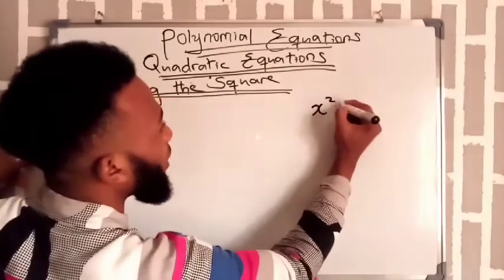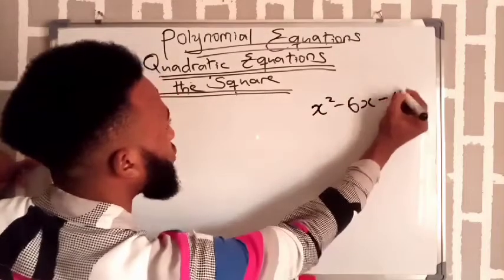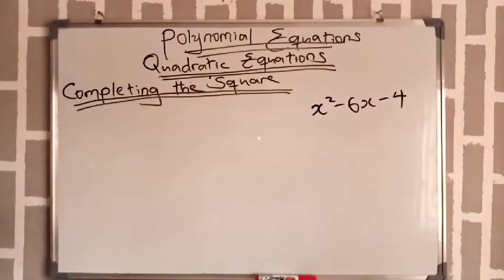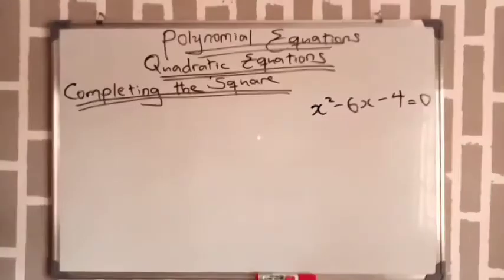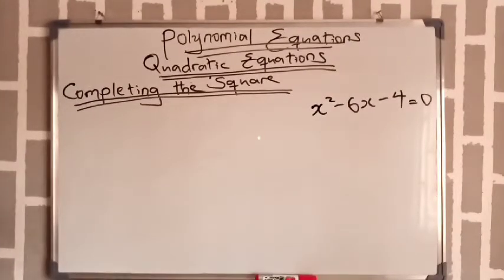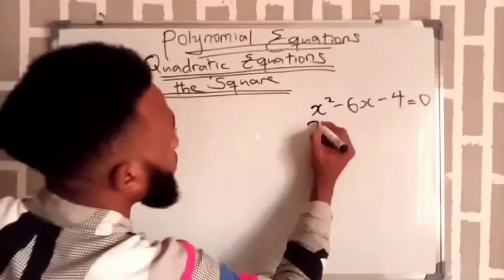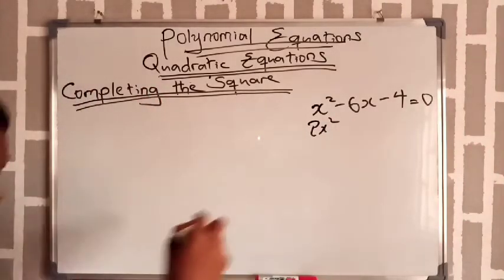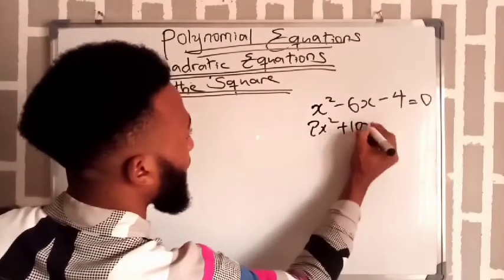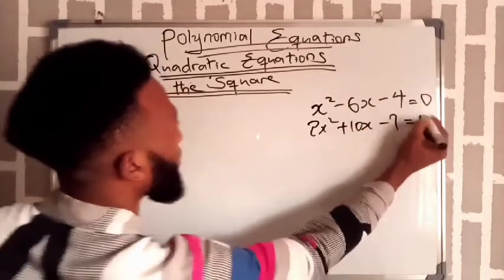So x squared minus 6x minus 4 is equal to 0. Yeah, we'll solve that. 2x squared plus 10x minus 7 is equal to 0.